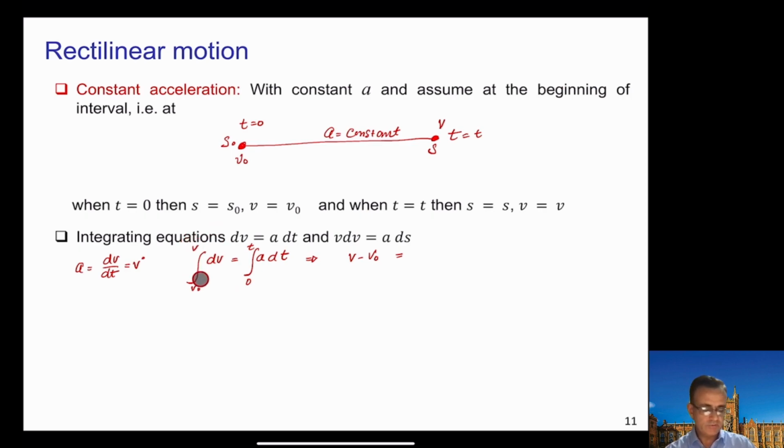If you integrate this, you will get v, and if you put the limit of integration, it will be v minus v naught on this side, because we are taking a as constant. If a is constant you can take it out of the integration, so it will be just 1, and then integration of 1 with respect to time is t, and if you put the limit of integration, it will become a times t minus 0. So here you can derive an equation, that is v is equal to v naught plus a t.